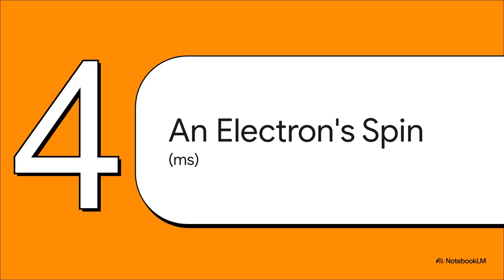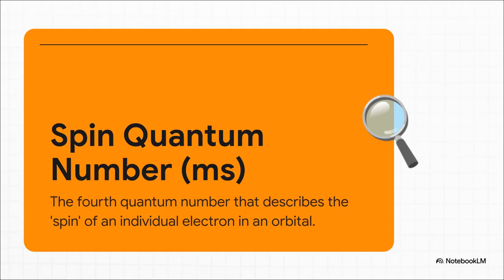But the address has one last, super important part. And this one isn't about location at all. It's about the resident itself. And that is the spin quantum number, or m sub s. This describes a fundamental property of the electron itself. We often call it spin.